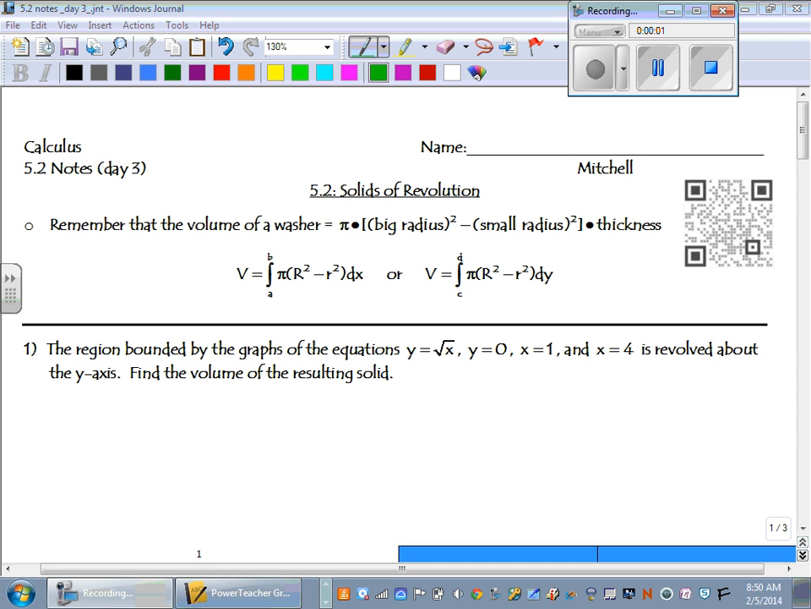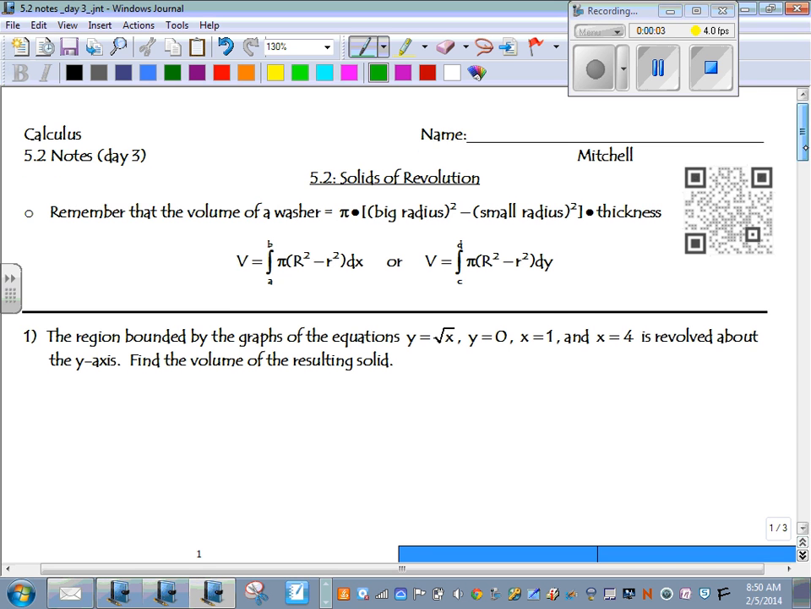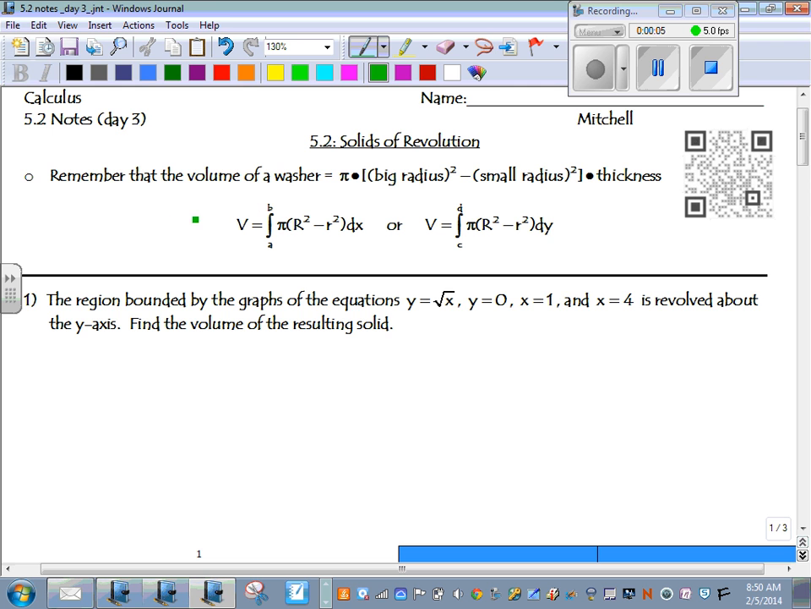So today, just carrying on with what we did yesterday, talking about finding volume using washers. So remember, it's pi times the big radius squared minus small radius squared times the thickness or the height. And that's the volume of a washer. Setting that up with an integral, we're just adding up lots of washers to find the exact volume.